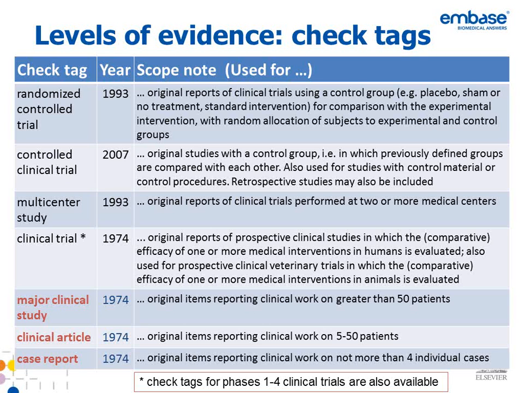They're major clinical study, which reports on original items with more than 50 patients, clinical article reporting clinical work on 5 to 50 patients, and case reports on up to 4 individual cases. And these may be useful when reviewing levels of evidence. We'll see that in a moment.